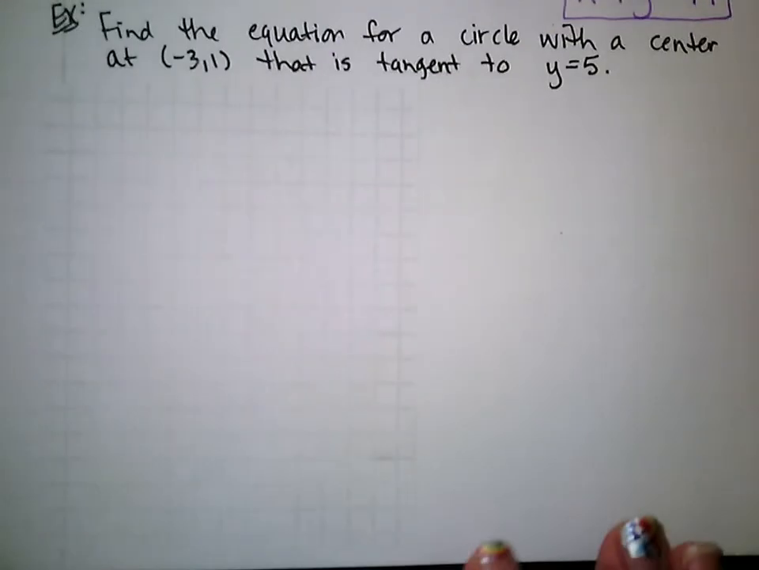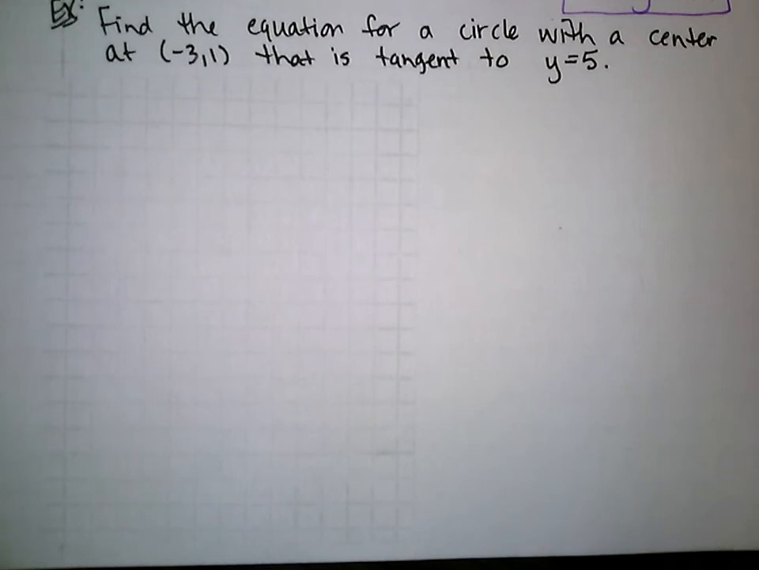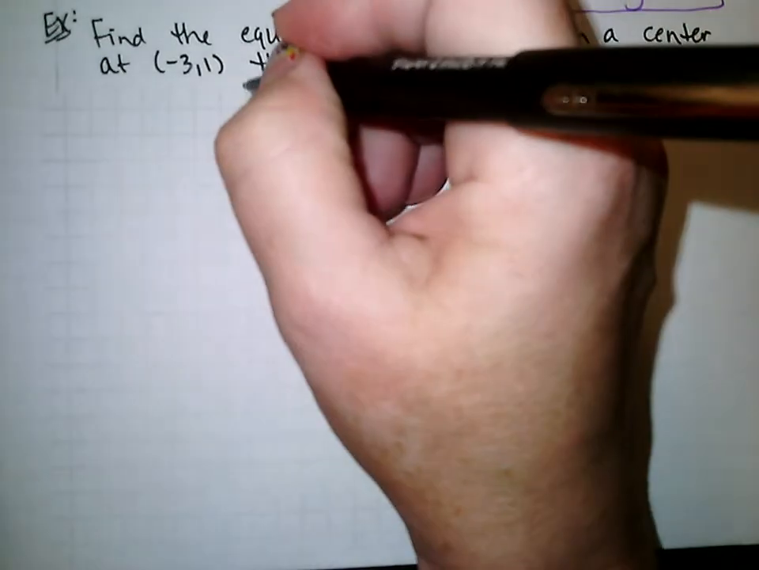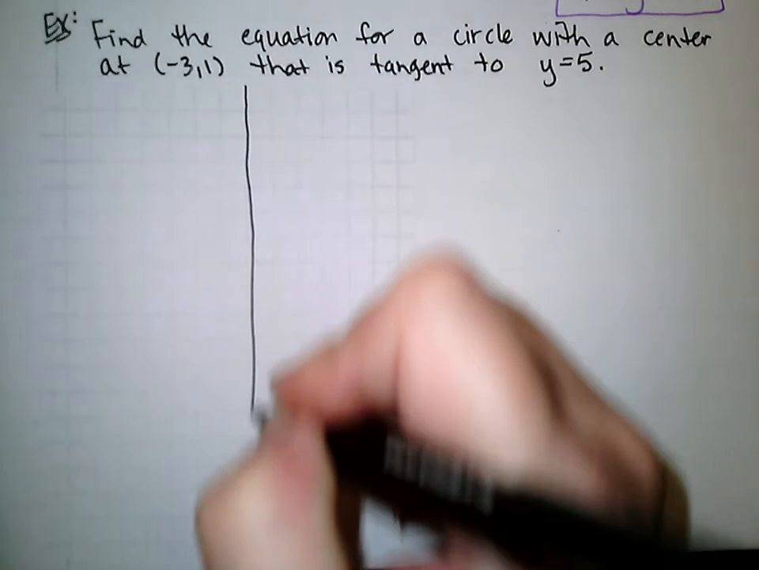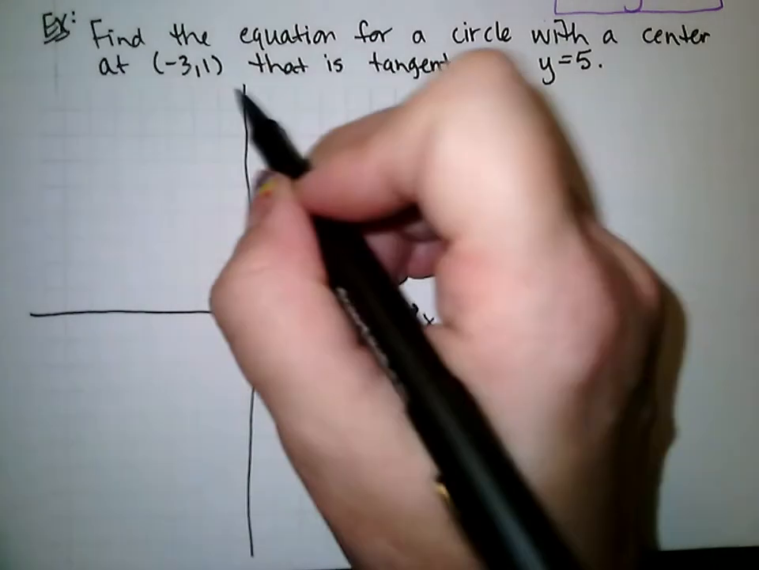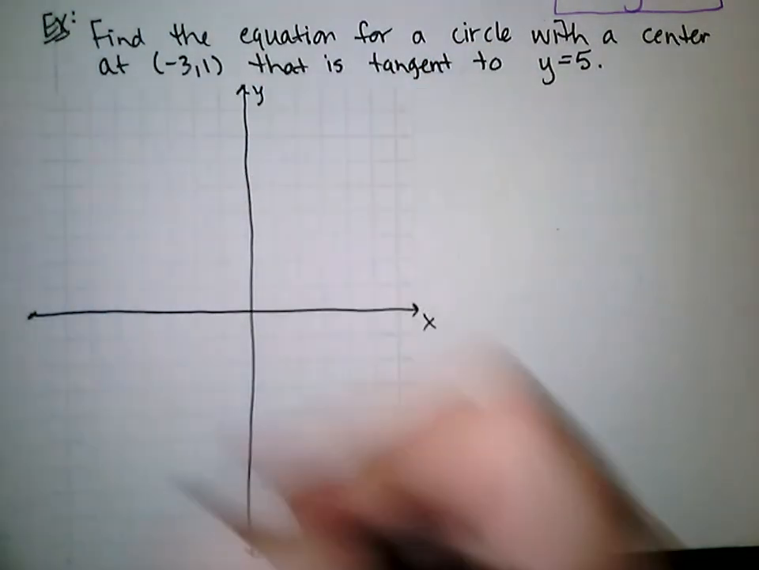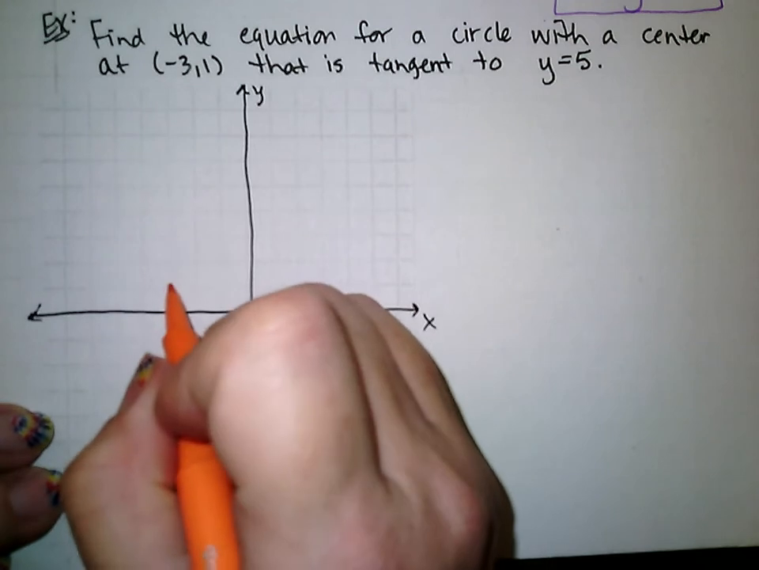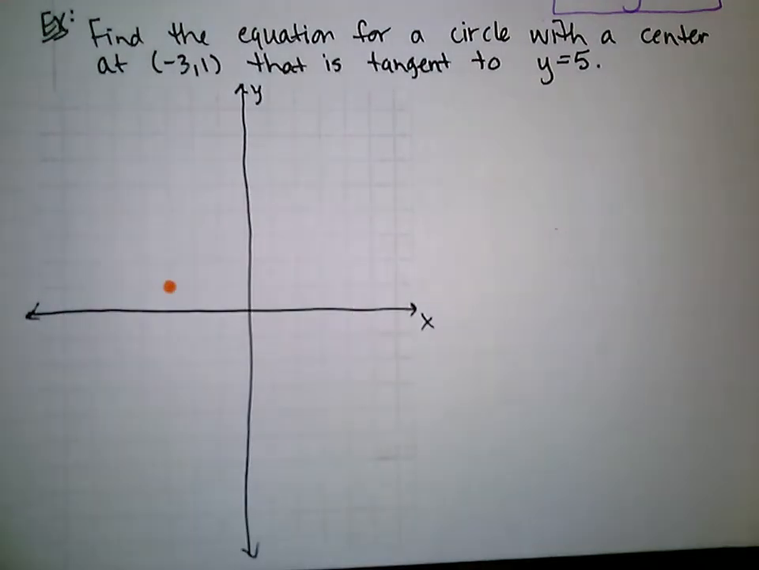Oh, we get to graph. Find the equation of a circle with a center at negative 3, 1 that is tangent to y equals 5. Okay. Let's get our XY axes on here. And our circle has a center at negative 3, 1. So right here. And it's tangent to the line y equals 5.